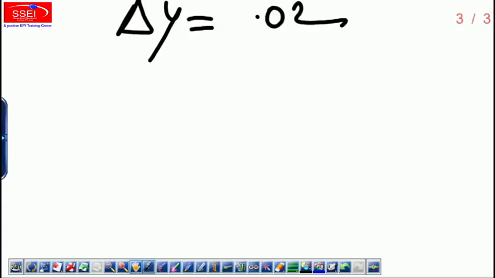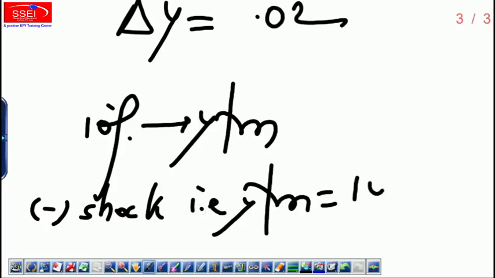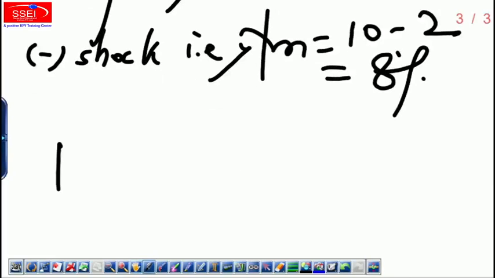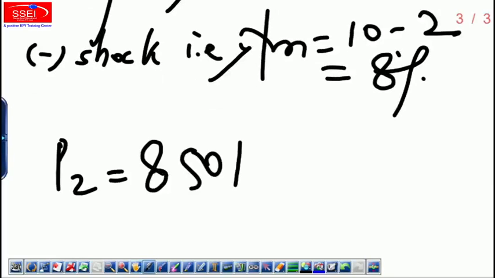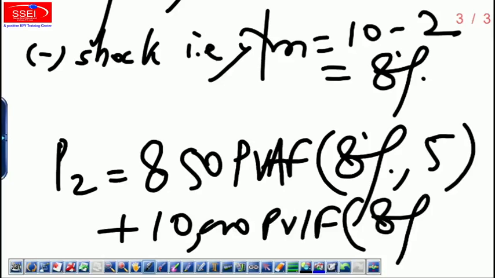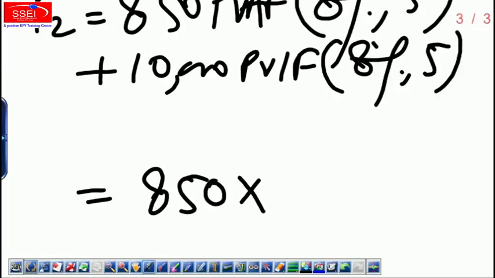The yield was 10%. This is the current yield. Now for the negative shock, YTM equals 10 minus 2 equals 8%. So let's find out the bond price P2. It is 850 into annuity factor 8%, 5, plus 10,000 into discounting factor 8%, 5. So it's 850 into, what's the annuity factor? Let's see.